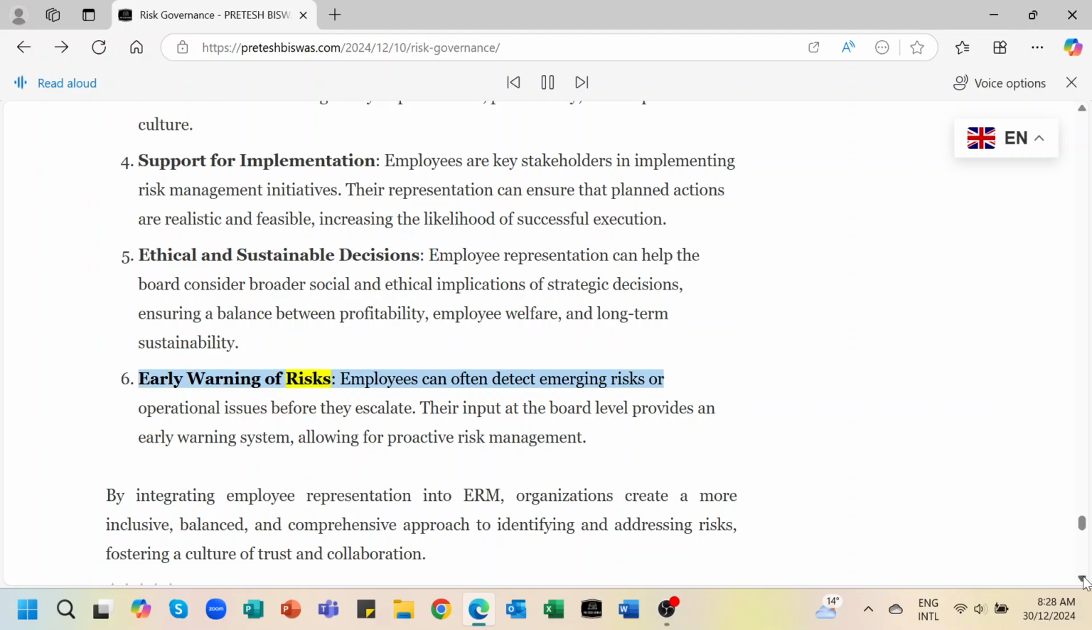Early warning of risks. Employees can often detect emerging risks or operational issues before they escalate. Their input at the board level provides an early warning system, allowing for proactive risk management. By integrating employee representation into ERM, organizations create a more inclusive, balanced, and comprehensive approach to identifying and addressing risks, fostering a culture of trust and collaboration.